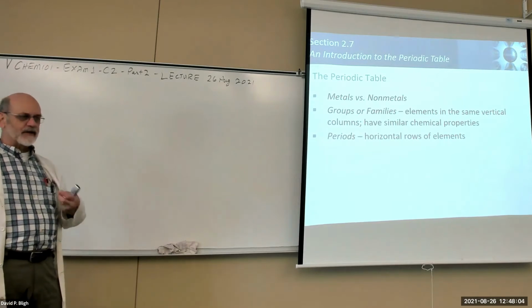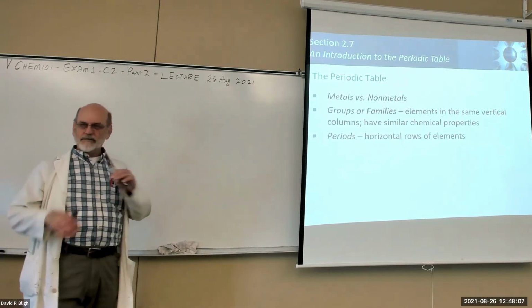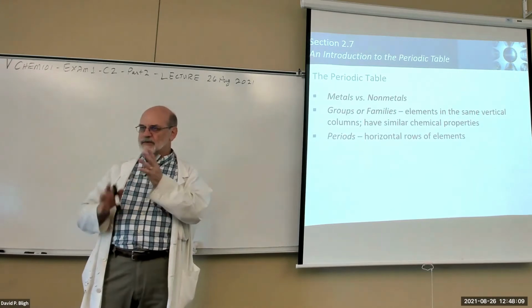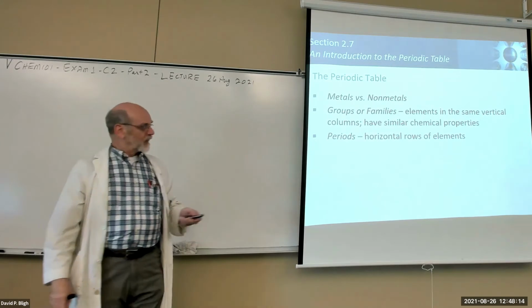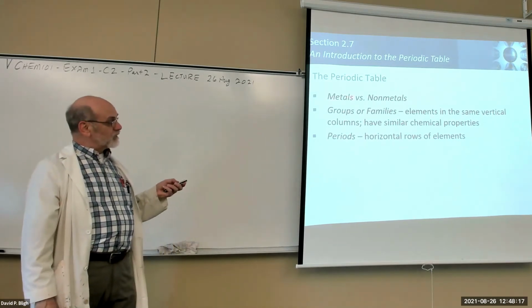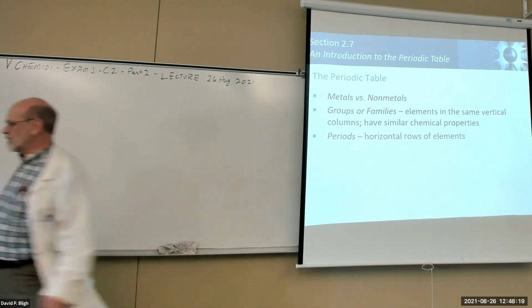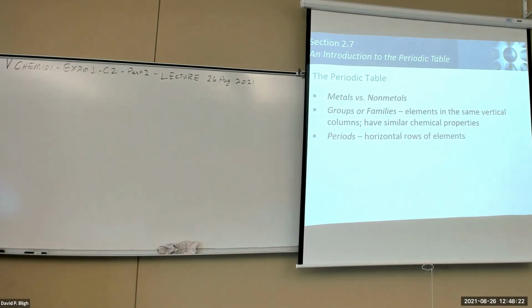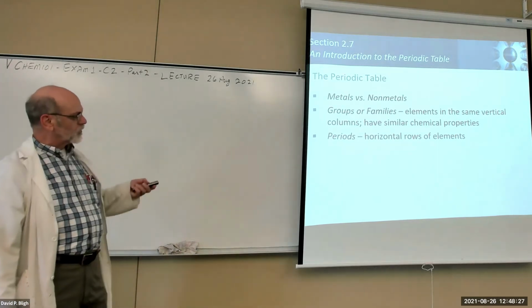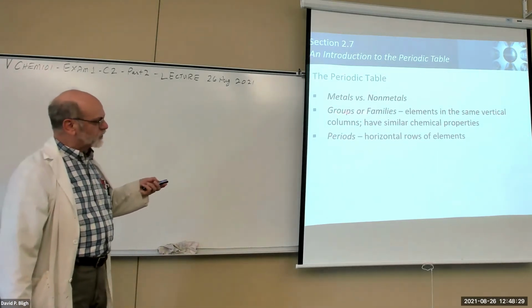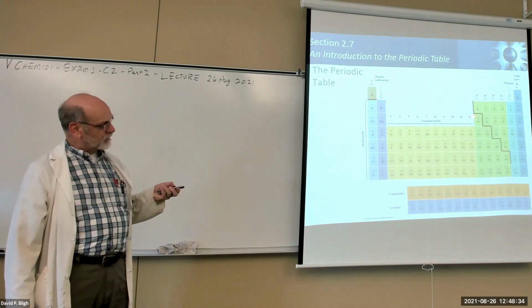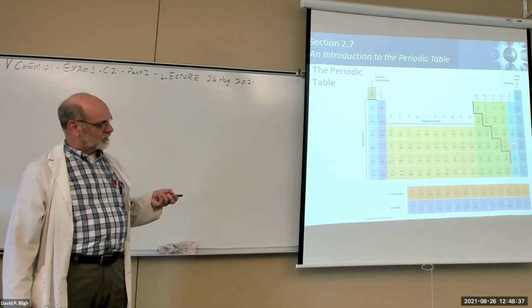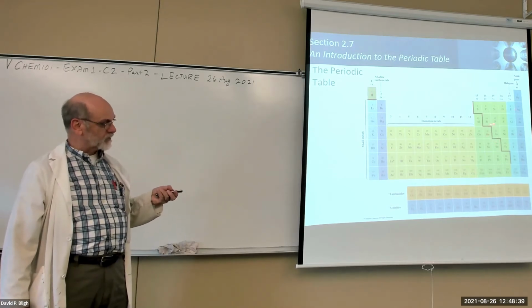All right, so the periodic table is subdivided. There are some major divisions that help you organize what you're seeing in a periodic table. And first is the division between metals and nonmetals. Let's move on to the next slide, and we'll look at metals, nonmetals, groups, and periods. All right, so this black line is the line between metals over here and nonmetals over there.